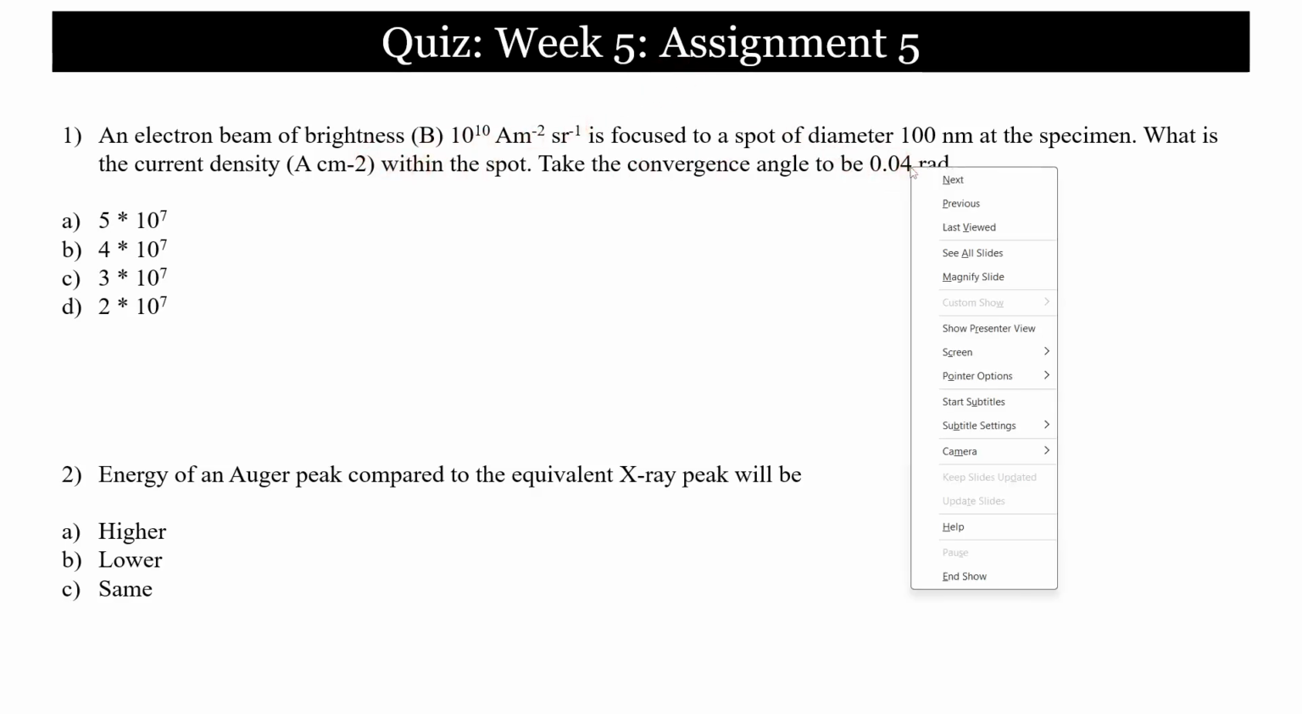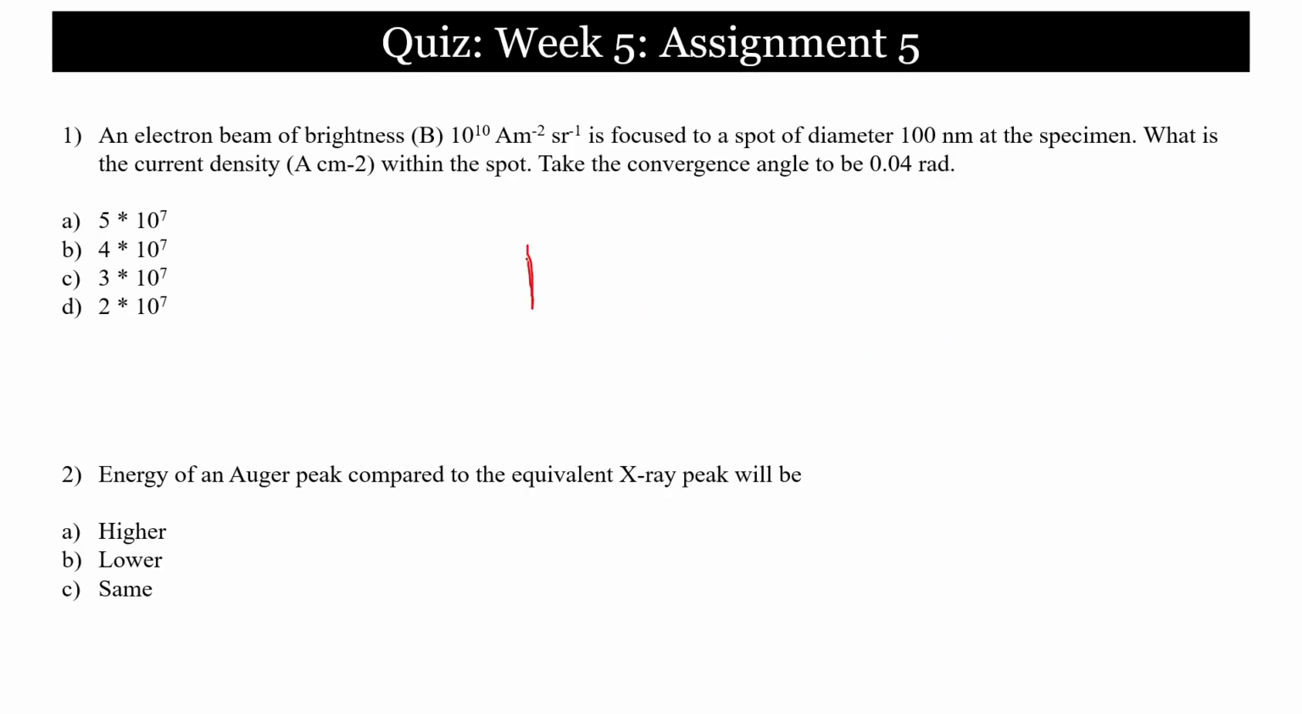So they are asking what is the current density, and we all know in last class we discussed one equation of the brightness. Brightness is basically what? Current density per solid angle. Current density is given by J. Brightness is current density divided by solid angle. Solid angle is given by pi alpha square. Right? Remember where we broke this current density into I divided by pi (d/2) whole square.